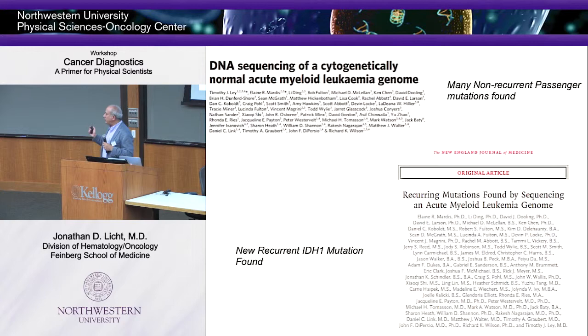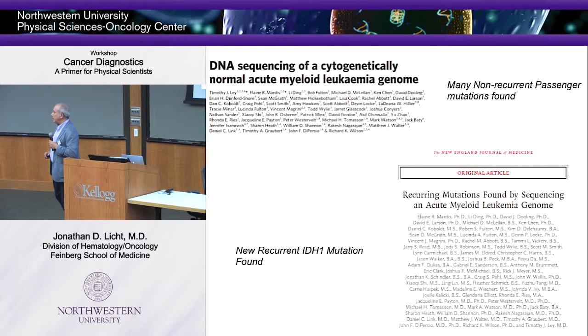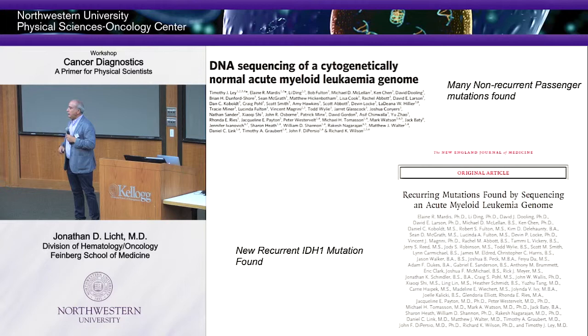Now, the second genome sequenced by Tim Ley's group found a new mutation in isocitrate dehydrogenase. This gene is mutated in about 10 or 15% of cases of acute leukemia. So this is one of the first examples of a new cancer-causing gene discovered by sequencing the whole genome of a cancer patient, showing the new mutation occurred in the cancer patient, but not in their normal germline.